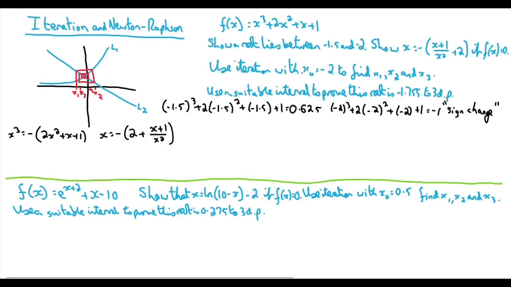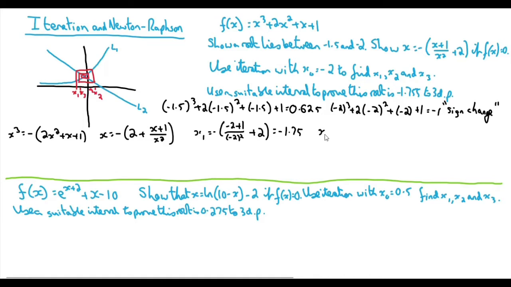Thirdly, use iteration with x0 being minus 2 to find the next 3 iterations or approximations. In that case, your x1 is going to be minus 2 plus 1 over minus 2 squared plus 2. That would give you, in this case, minus 1.75.